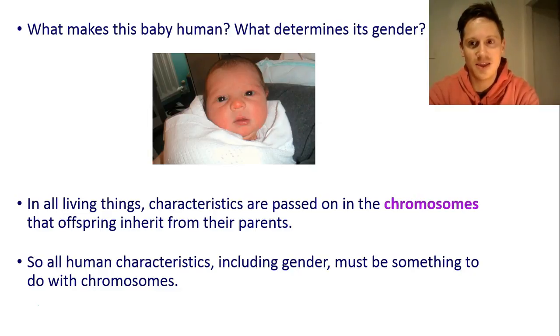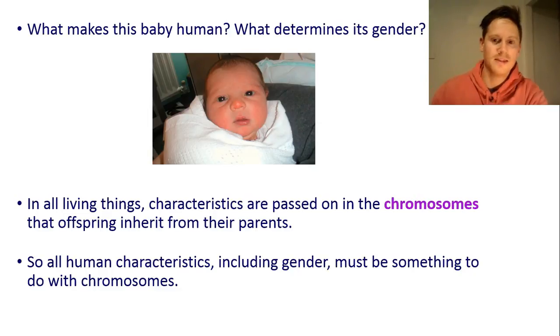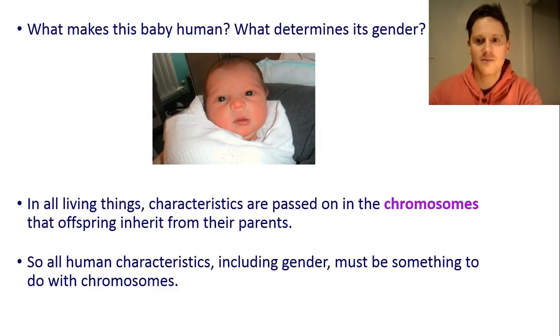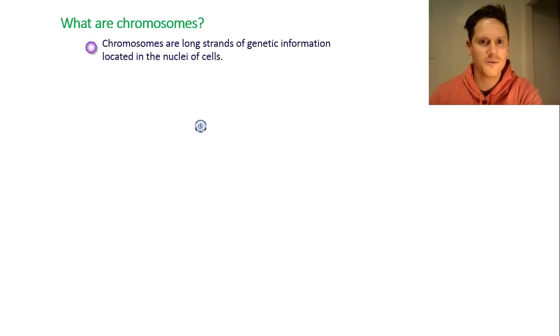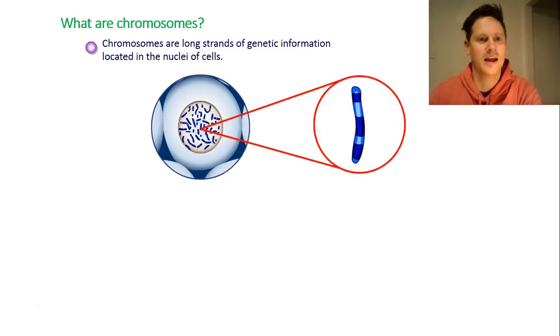And the answer to that is within the chromosomes. In all living things, characteristics are passed down from parent to child through their chromosomes. So all human characteristics, including the gender, has to be something to do with chromosomes. First of all, we'll focus on what they are, and we have covered this a bit in our last video. Chromosomes are long strands of genetic information found in the nucleus of cells. So all of these chromosomes are kind of hanging out in the nucleus of a cell, and they're long strands, and they contain a lot of DNA that's tightly packaged together.